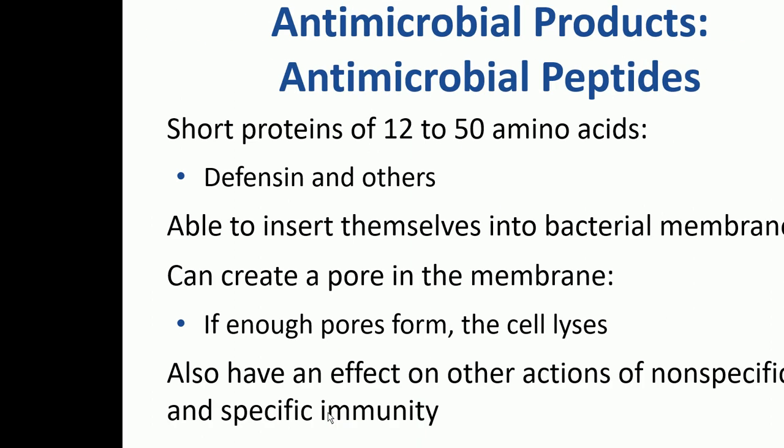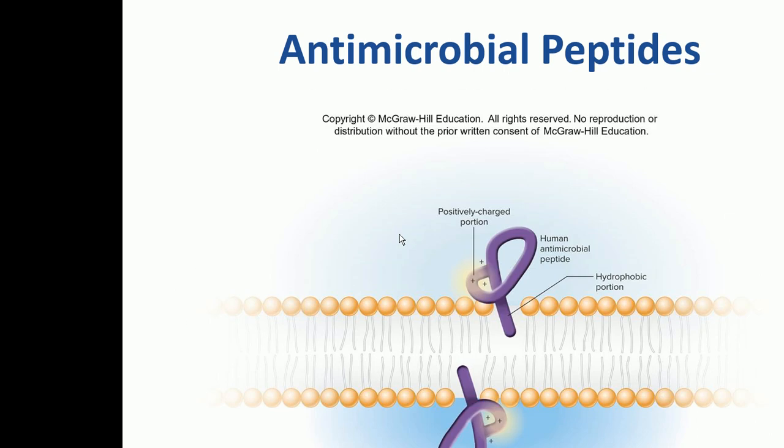The last one is antimicrobial peptides, and these are short peptides which have around 12 to 50 amino acids. An example is defensin. They have the ability to insert themselves into the bacterial membranes and create pores in them. Researchers are looking for ways to turn these antimicrobial peptides into therapeutic drugs. You can see that this is a peptide, and it can create a pore in the membrane of the bacteria.